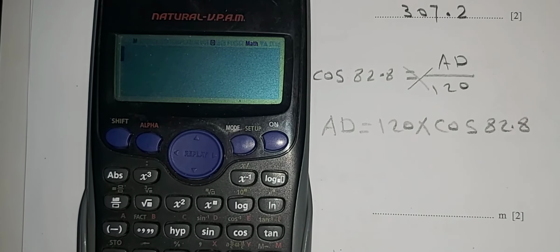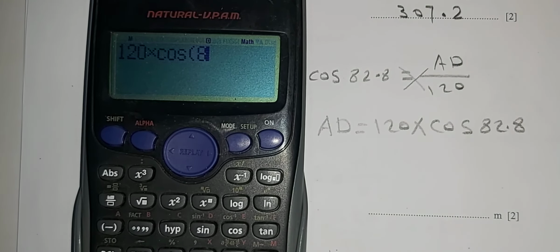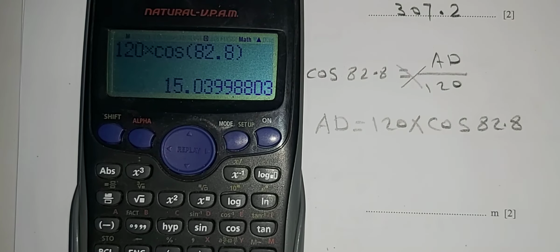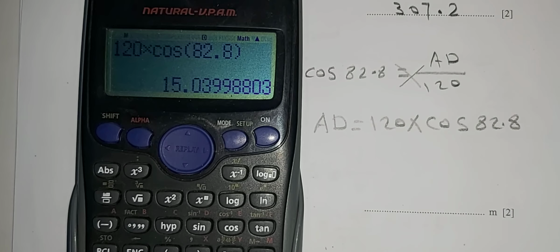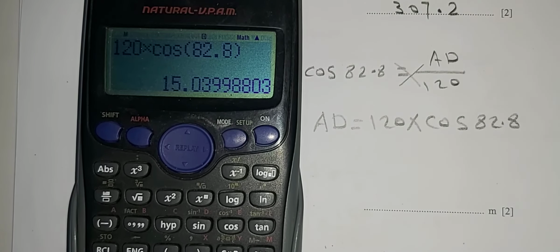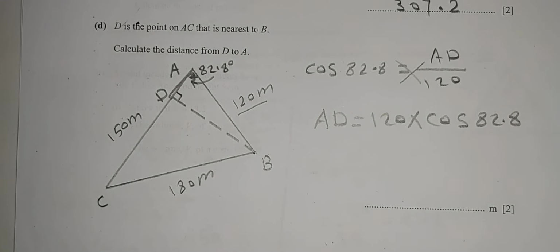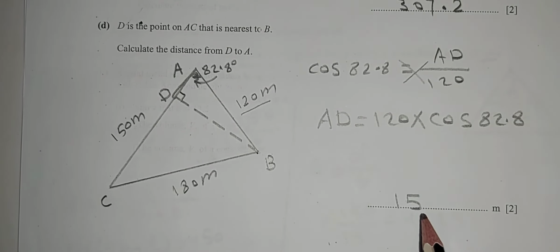Okay, 120 times cosine 82.8 equals 15.03. We can write it to two significant figures: 15. Okay, 15 meters.